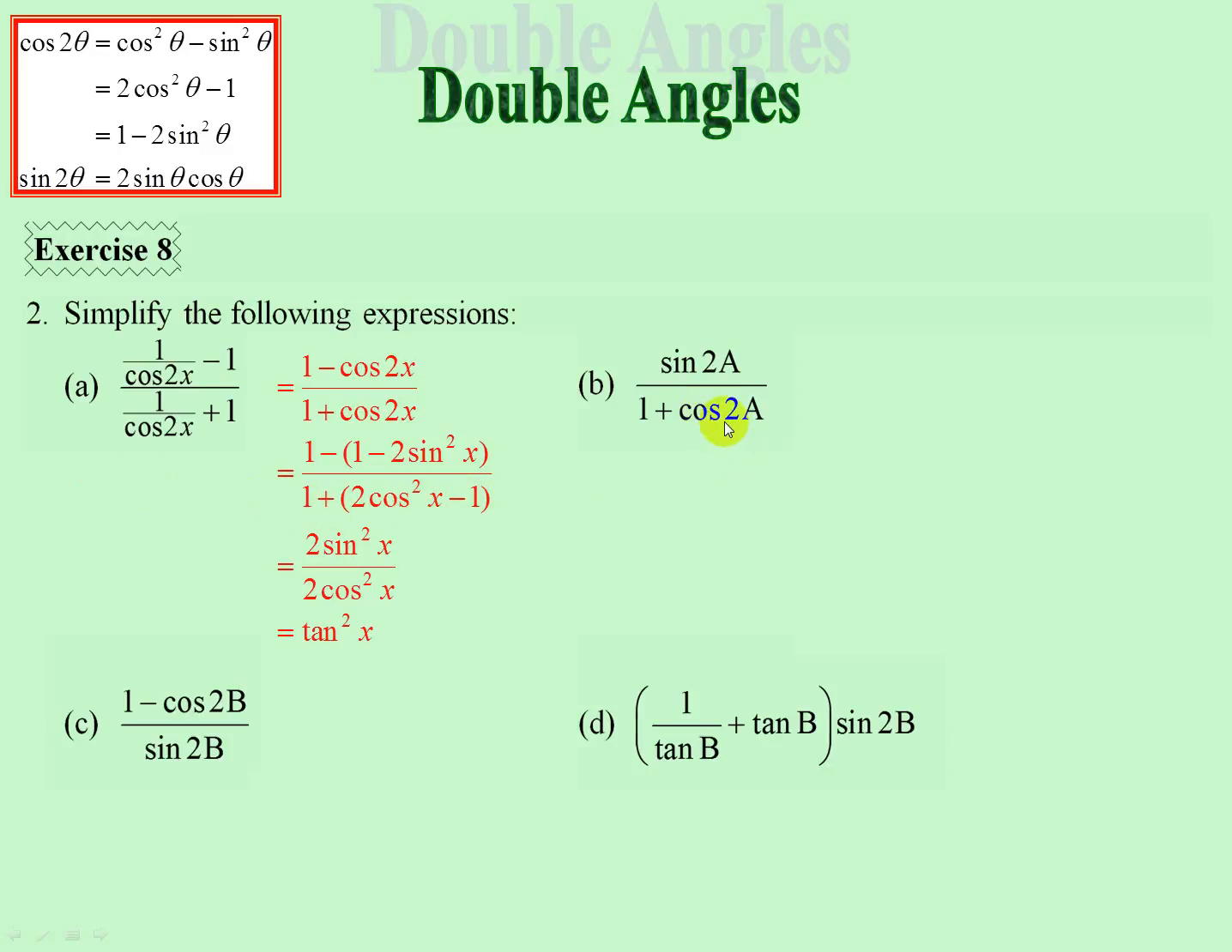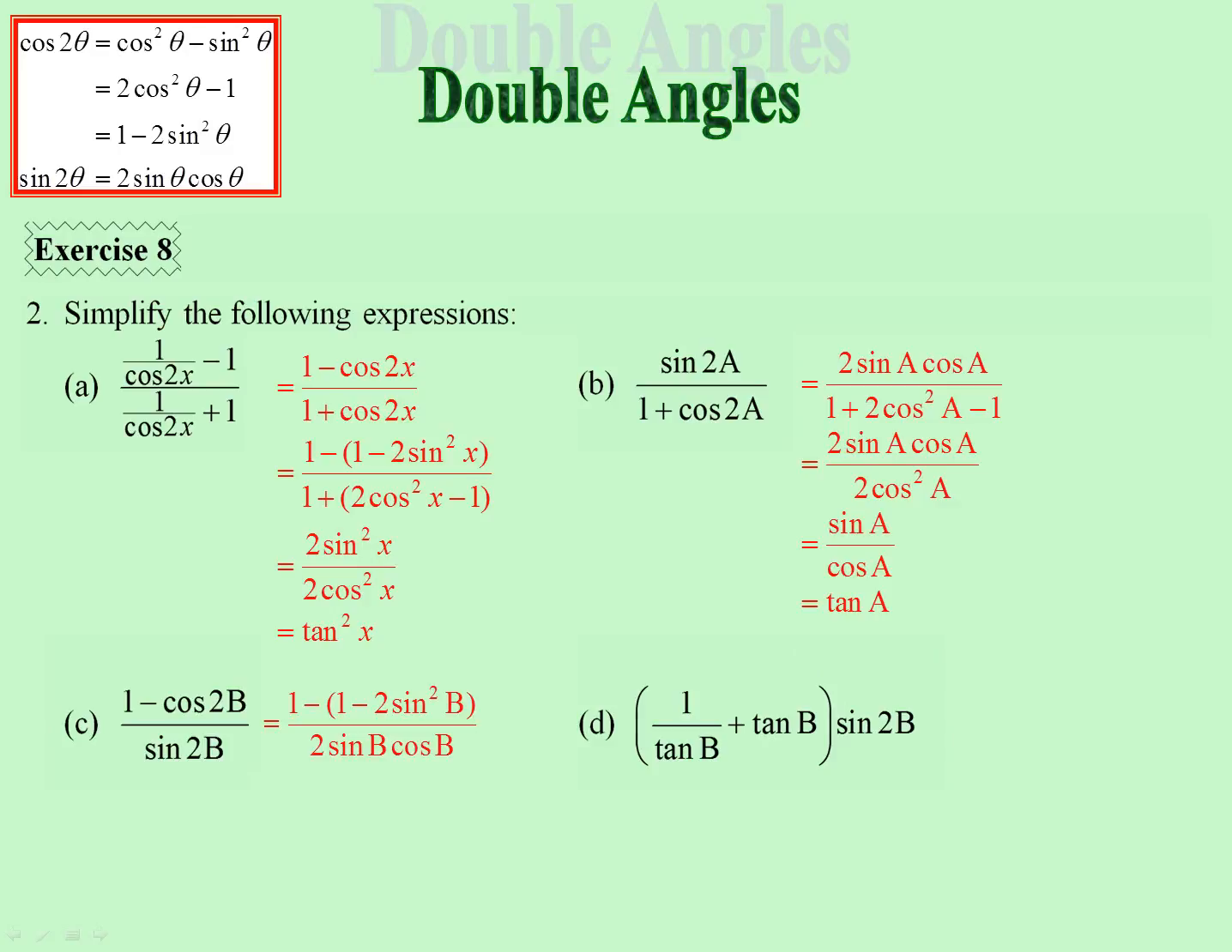Next one, same sort of thing. Cos 2a, I'm going to get rid of the 1. I'm going to use the one that has a minus 1. There we are. Expand the top, only one option. Cancel 2 and cos a, and that of course is tan a. Same thing now. 1 minus cos 2b. I'm going to look for the one with a plus. There it is, plus 1. There we are.